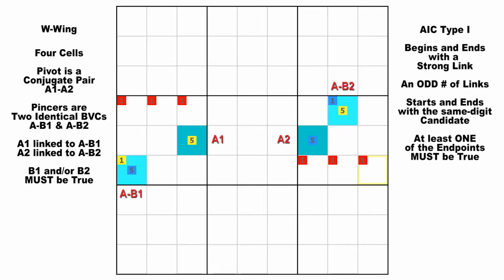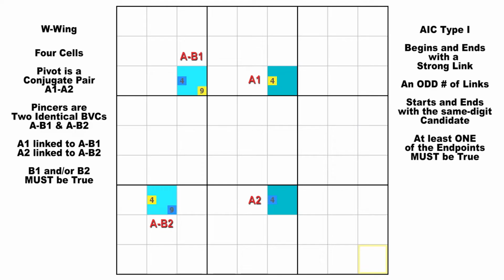And don't forget, the conjugate pair does not have to be in the same chute with the two bi-value cells in the event that the two bi-value cells are in the same chute. Like here in this diagram, the two bi-value cells are in the same chute, but the conjugate pair is in a different chute. But here, because 9 is our candidate B, these 3 9s up here would be false, and these 3 9s down here would be false.